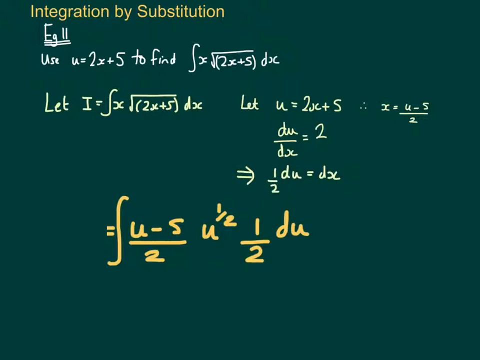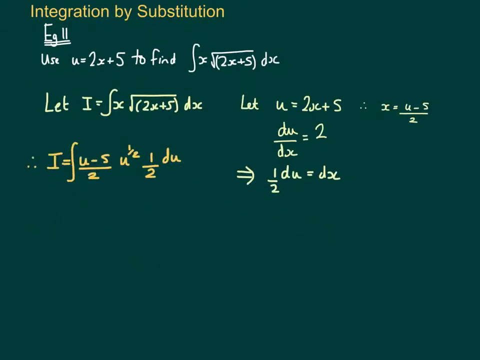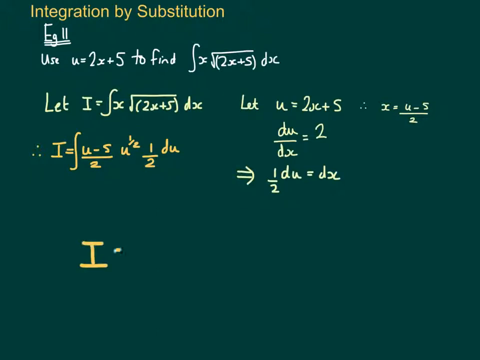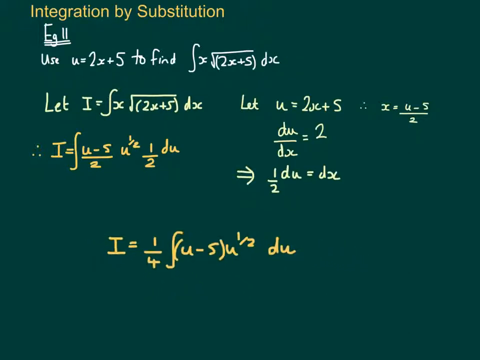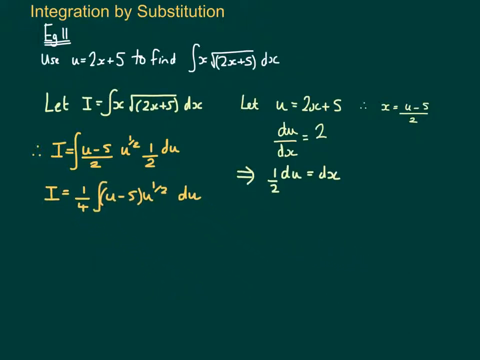Okay? Now it still looks quite messy, slightly less hard to integrate though than the original one, as long as we tidy it up. So, first things first, if I multiply the two halves together, I get a quarter, and as a constant I can just take it outside. That leaves me with u subtract 5 multiplied by u to the power half with respect to u under the integral sign.